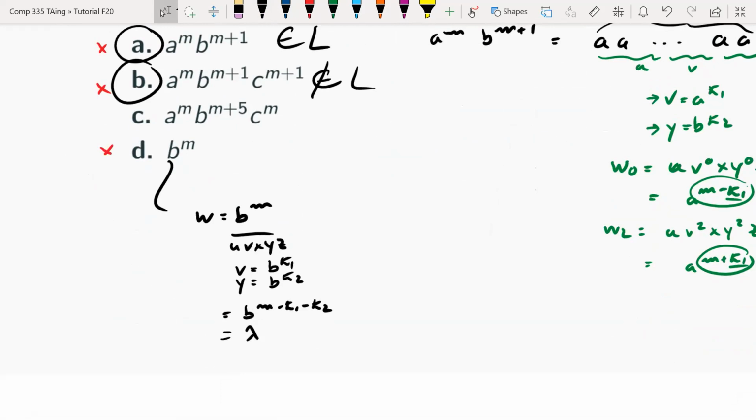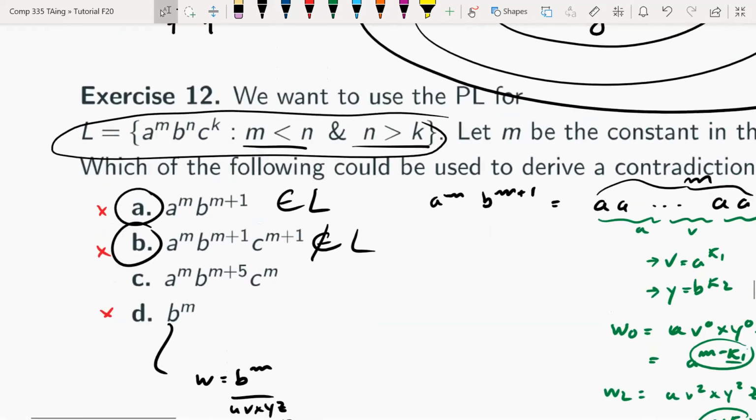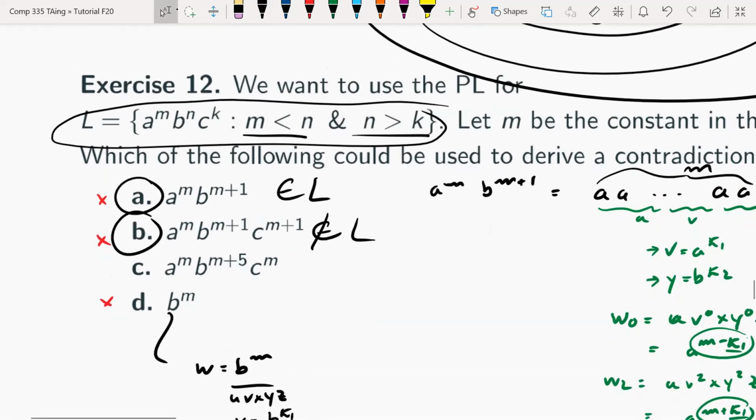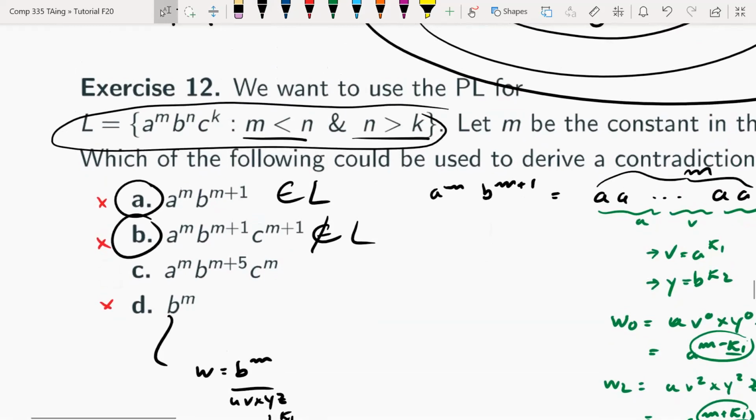Although if you pumped up, does anyone see something wrong with my argument? Because there might be something wrong.